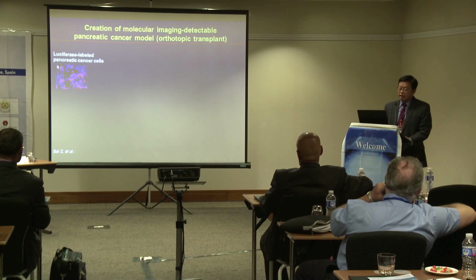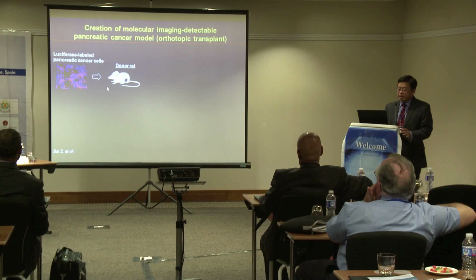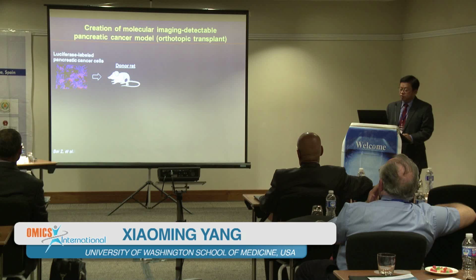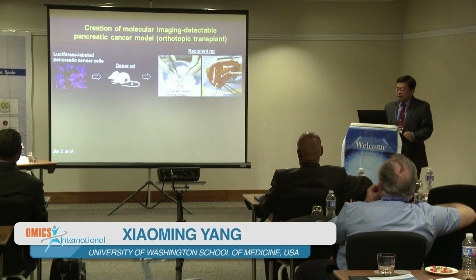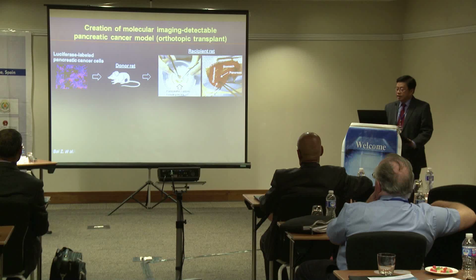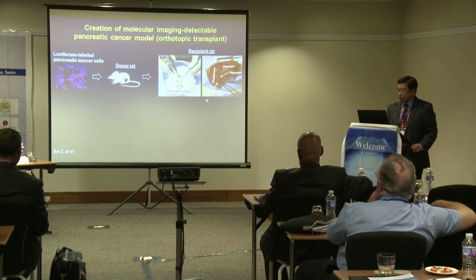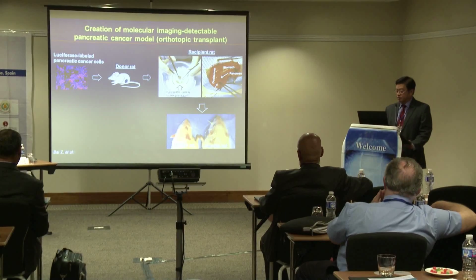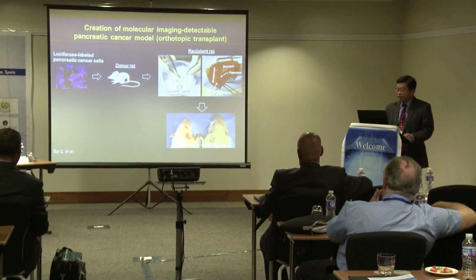We do this again using luciferase to label the pancreatic cells, and then we implant the cells into the legs of a donor rat to get this tumor. Then we harvest the tumor and chop it into pieces, then through laparotomy insert these tumor pieces into the pancreatic head of the recipient rat. Then 2 weeks later, you can see that we already see manifestations of jaundice. Here we can see the yellow eye and yellow skin.